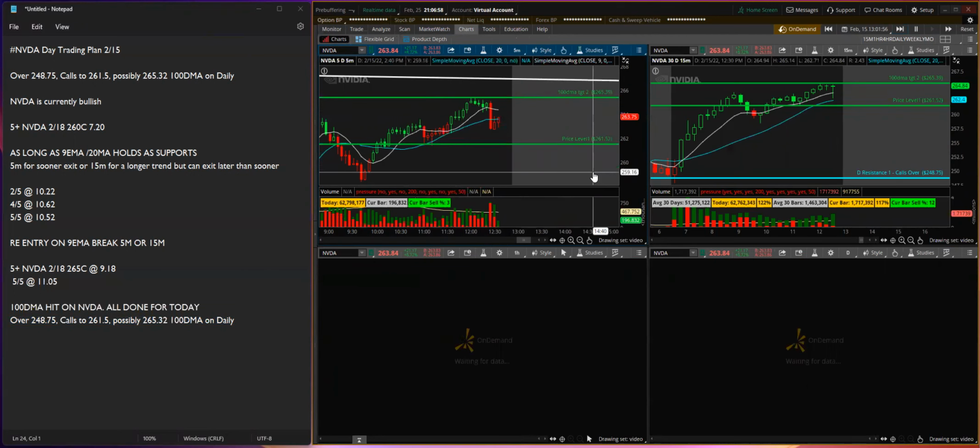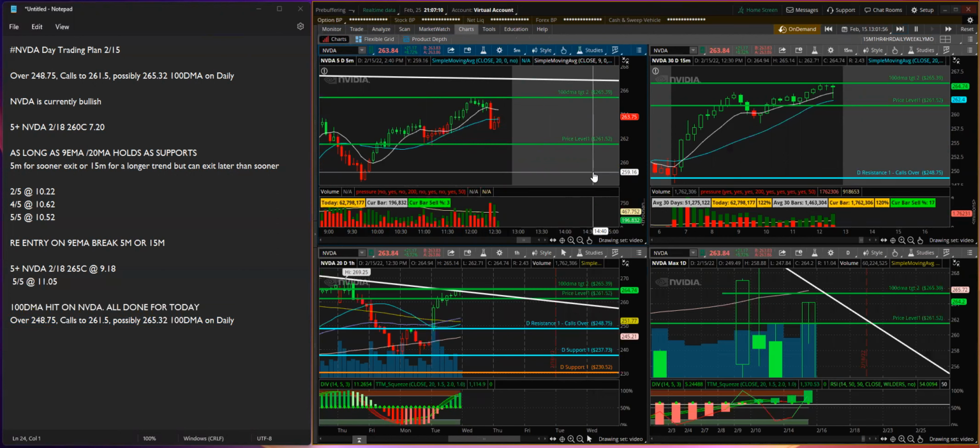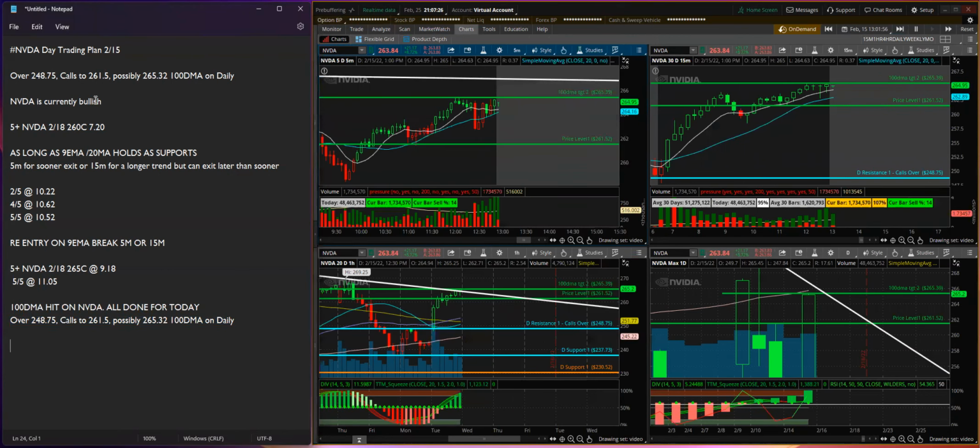We'll give it a couple seconds to load. Still loading. While we're waiting, very important, every single day, every single stock, every single trade, always have a plan, always have a target. Where is your resistance? Where is your support? You have to know exactly what you're doing before you make an execution on a trade. Otherwise, you're going to be lost.